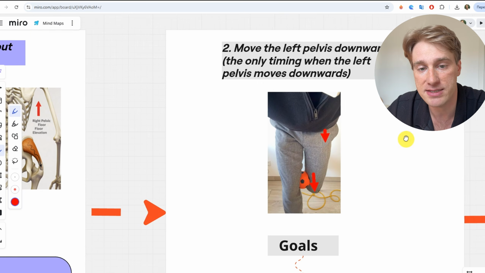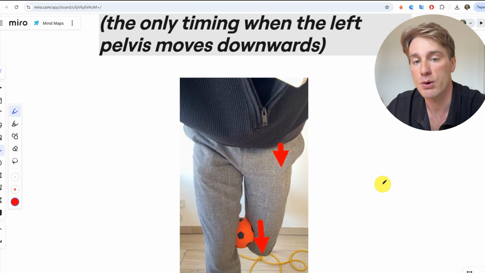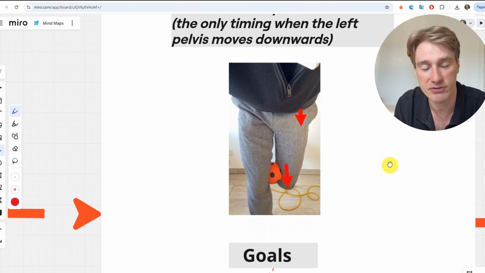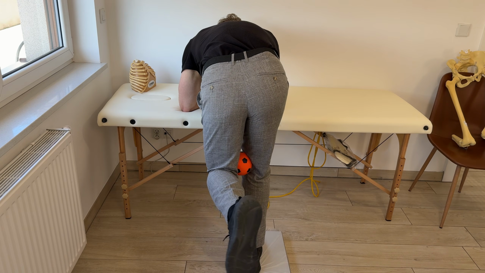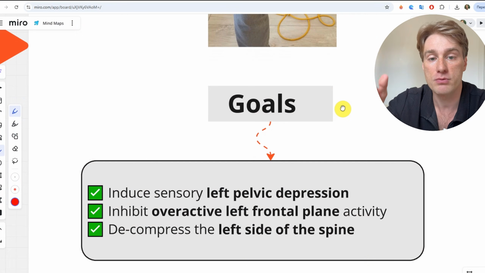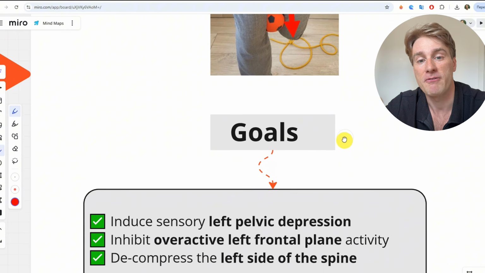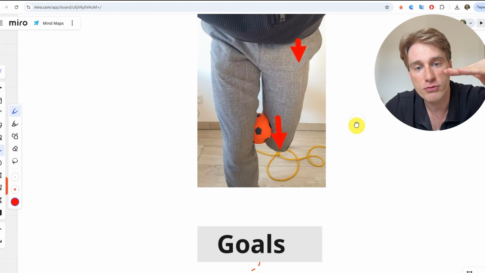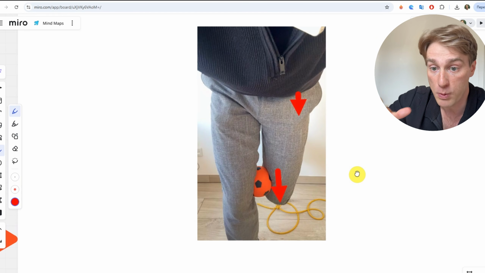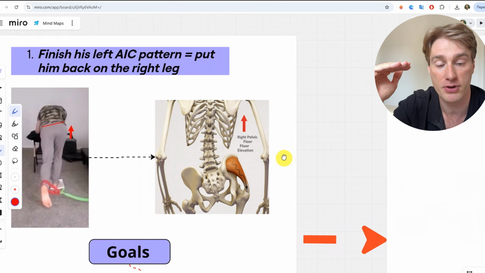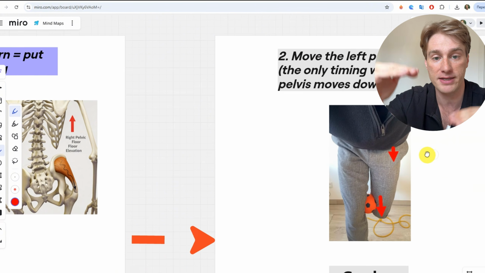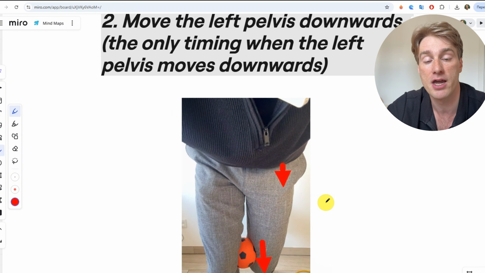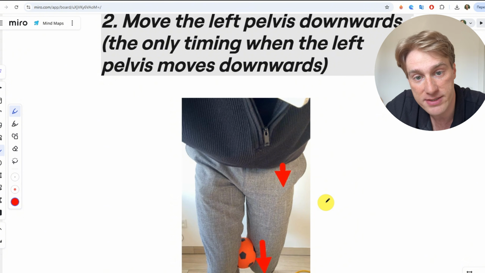Once we establish that sensation, we go into the second part. We have to artificially move the left pelvis downwards, and today I will show you one particular technique to do that. We have to make sure his brain feels that the left pelvic floor is moving down towards the floor while the right pelvic floor is moving up. Because during the walking cycle, your pelvic floors on both sides are moving up and down, depending on which part of the walking cycle you are in. So this is the second part.